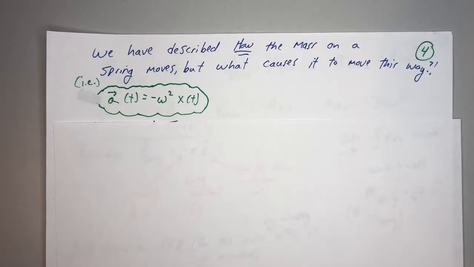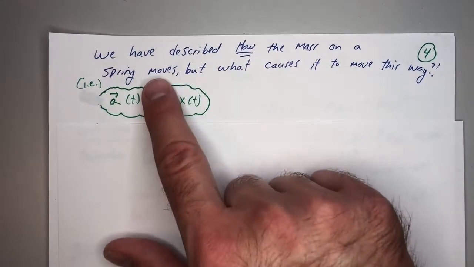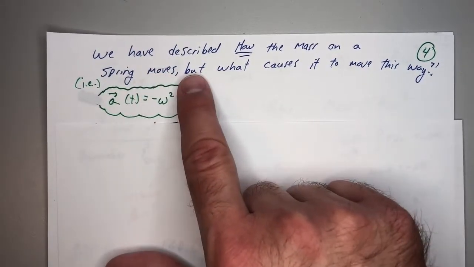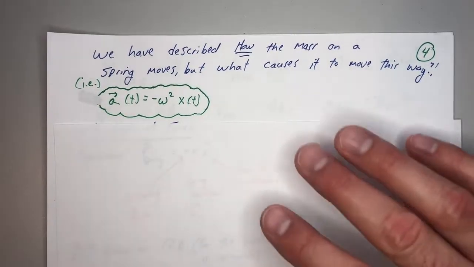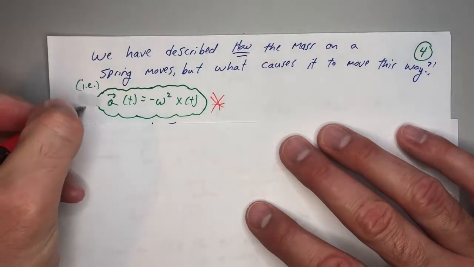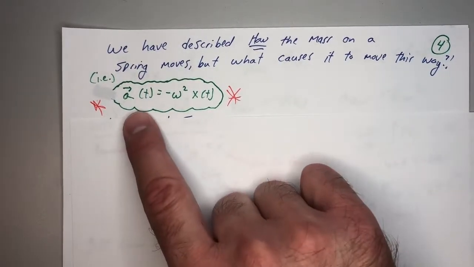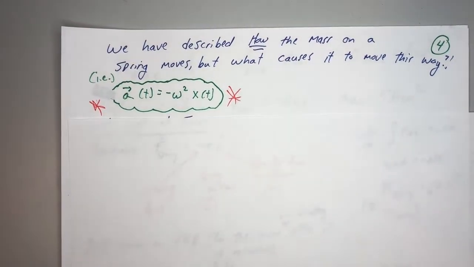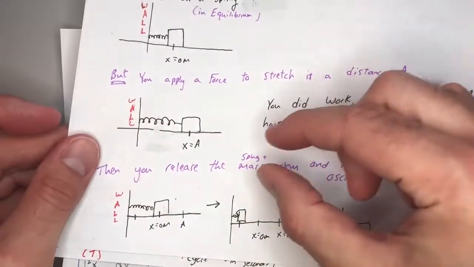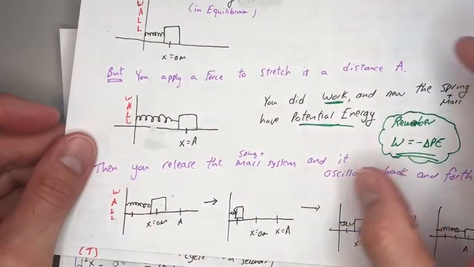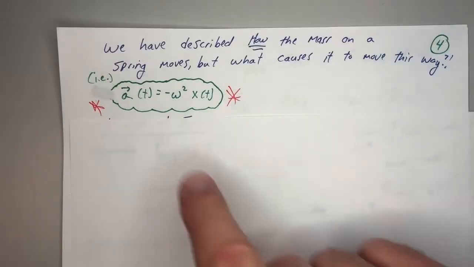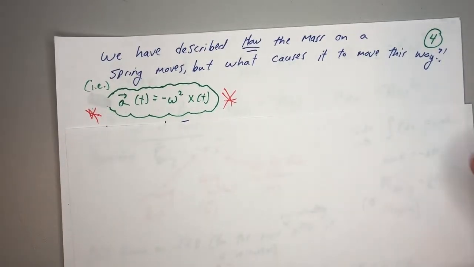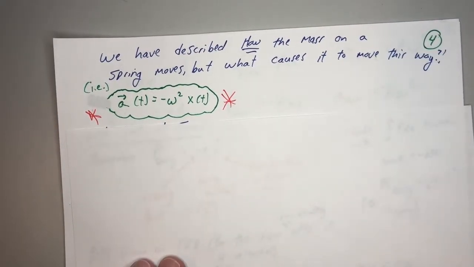All right, in our first video, we've described how the mass on a spring moves, but the big question that arises is what causes it to move this way? It's really important that maybe you write this down. You're like, hey, the acceleration of a mass on a spring in a horizontal fashion. We are talking about the system where you pull the spring back and then you release it and it just oscillates back and forth like that. So this is the acceleration equation that describes that situation. But the big question is, well, why does it move that way?